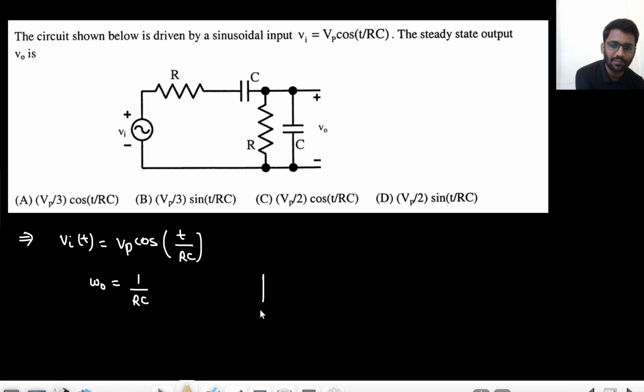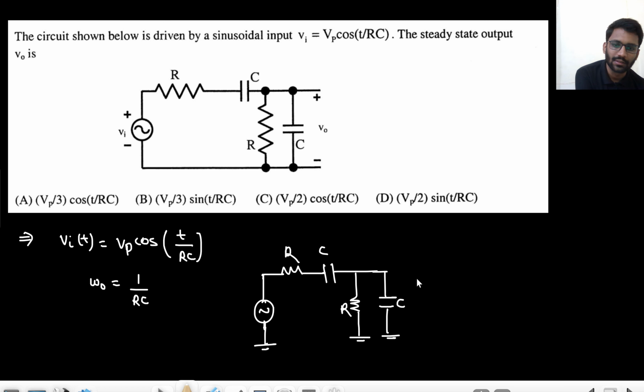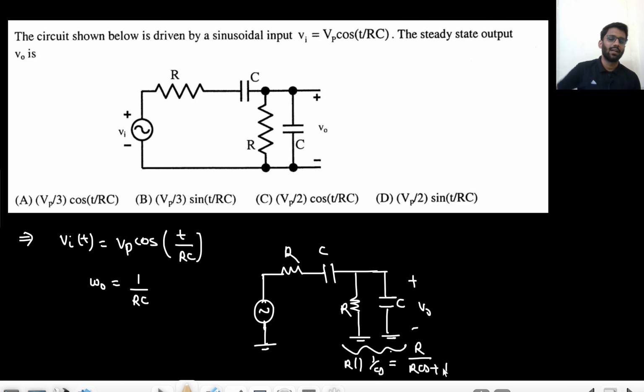So what is my circuit? This is my RC circuit, RC and R in T. This will be my V naught. So what will this give me? Parallel combination of R and C. That will give me R upon RCS plus 1. Right? R parallel with 1 upon CS. And this will be my R plus 1 upon CS. What will this give me? That will give me R plus 1 upon CS, that means RCS plus 1 upon CS.